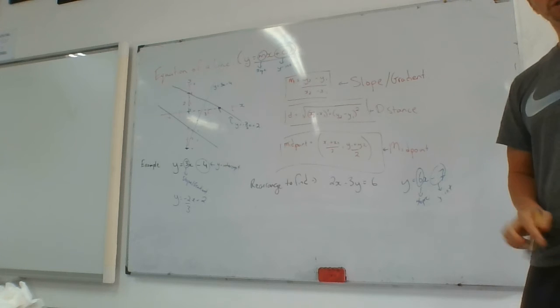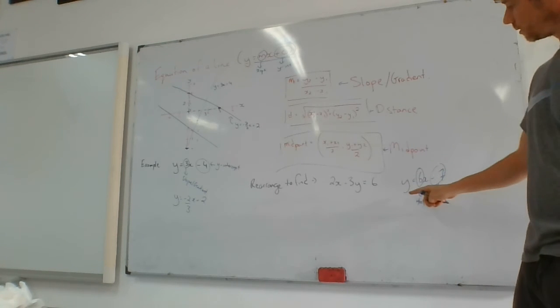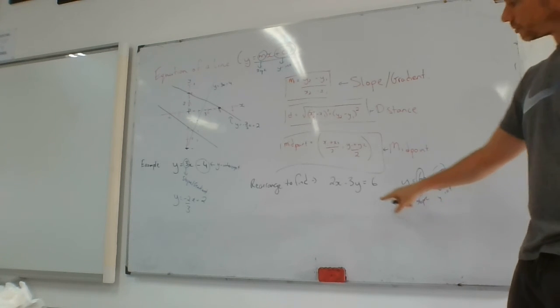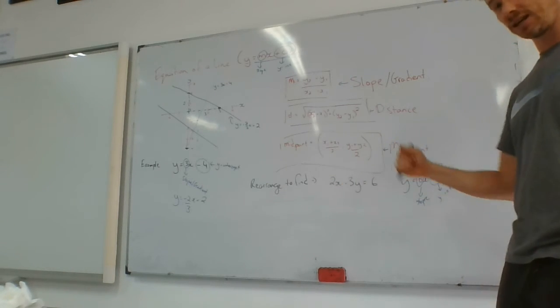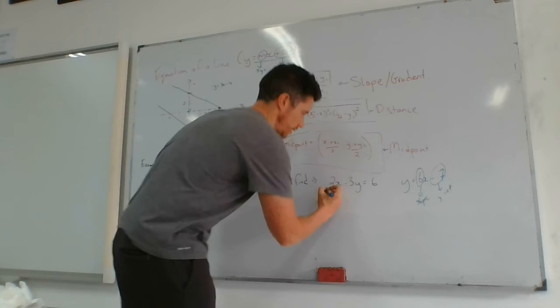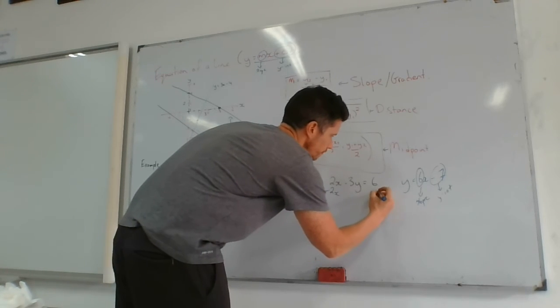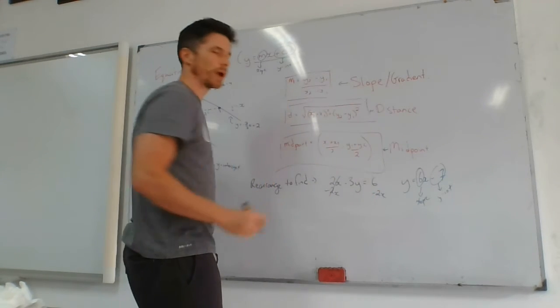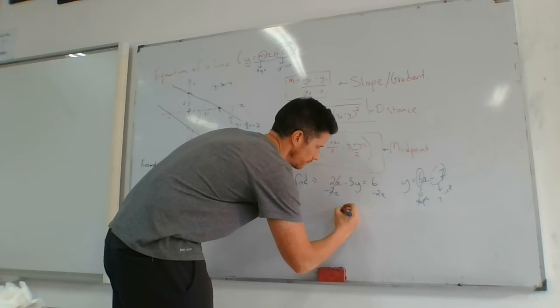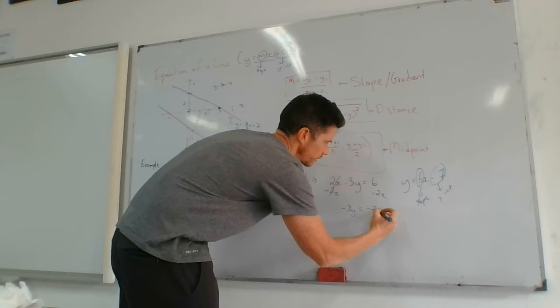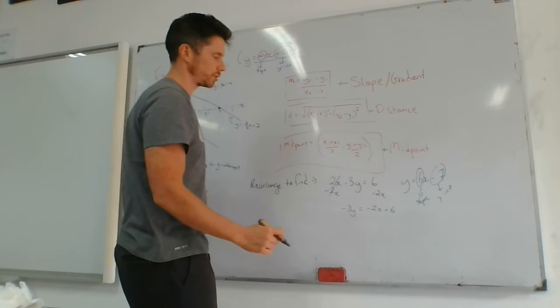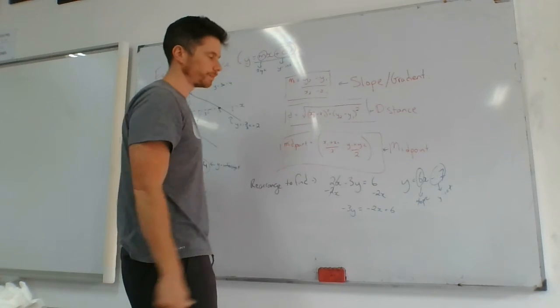So how do I rearrange it? Let's solve the equation for y. So if I have 2x here, and I want to get it over to this side, I would subtract 2x from both sides. What happens? I'm left with minus 3y is equal to minus 2x plus 6. Okay, so the 2x has moved.